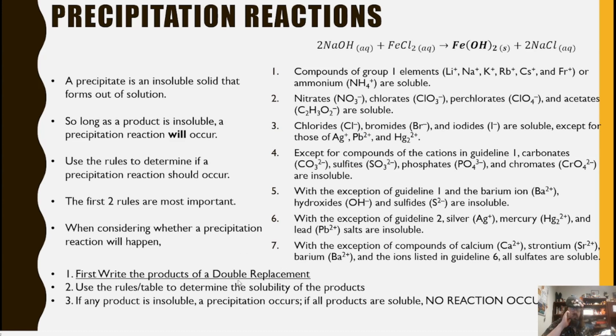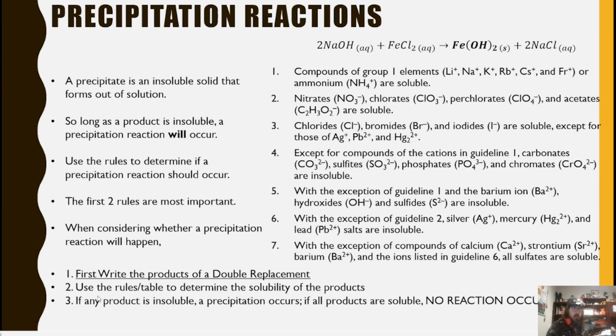You need to first write down the products of a double replacement reaction. So looking up here, we have sodium and iron. A double replacement means the sodium takes the place of the iron, and iron takes the place of the sodium. Sodium is +1, iron is 2+. So +1 matches with -1, so we have 2 sodium chlorides. The +2 matches with -1, so we need 2 hydroxides. And so we have iron hydroxide and sodium chloride.